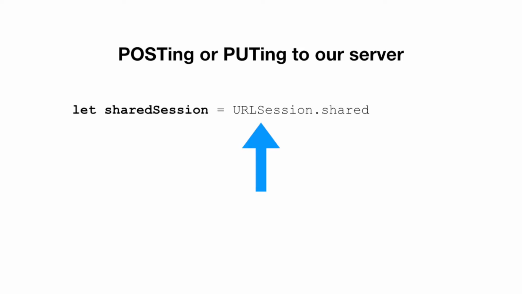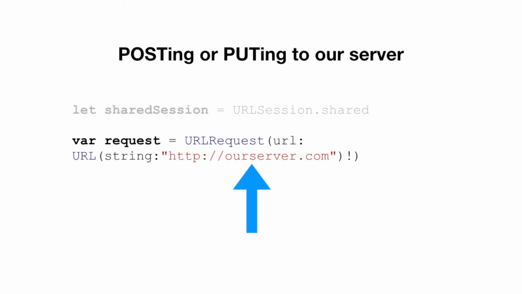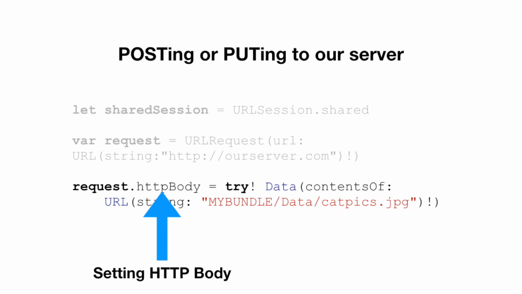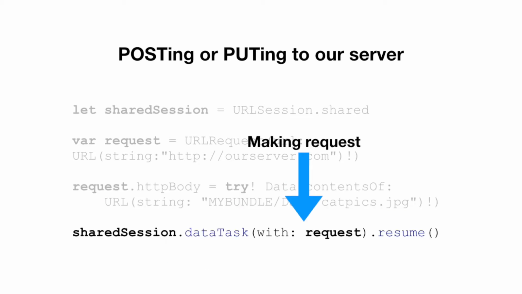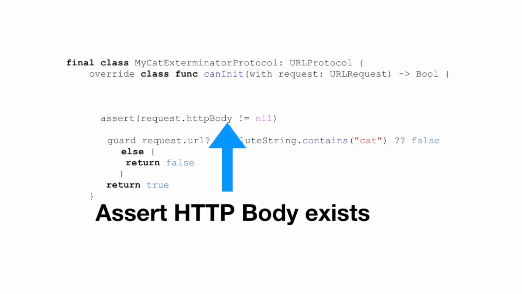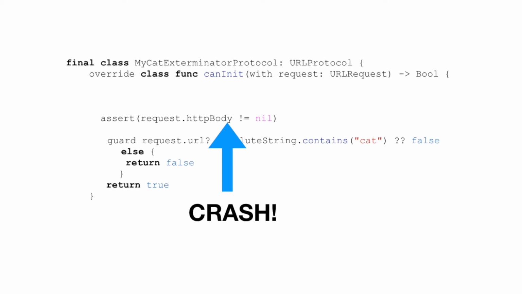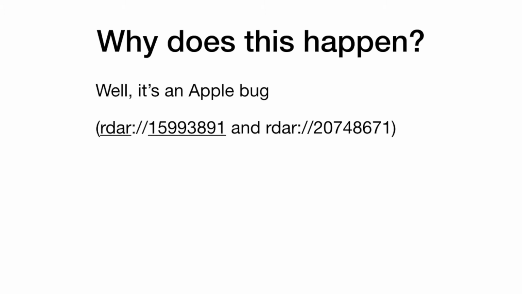And I'll show you. What does this bug mean? We create our session, we create a request, we set the HTTP body, and on the right, let's assume that it's non-nil. We get a picture of a cat, we set it in there, then we load it, we resume it, the request starts, and then inside of our protocol, canInit, we're going to assert that the HTTP body is non-nil, right? We just set it to an image, so it should totally be there. But of course, this totally crashes. Those are the two radars, they're still open.